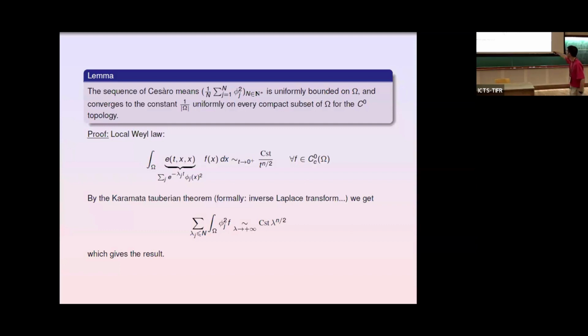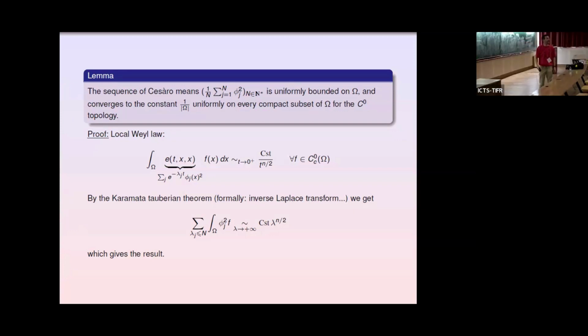Yeah, look. If you take f equal 1, you are summing 1 over the lambda_j less than lambda. So it is the number of eigenvalues less than lambda, which is usually denoted by capital N of lambda, the Weyl counting function. And so this result says that capital N of lambda is equivalent to some constant times a power of lambda, which is the Weyl law. Right?